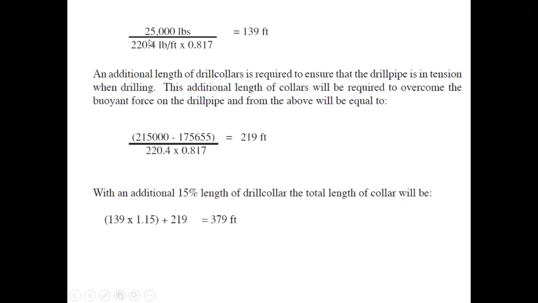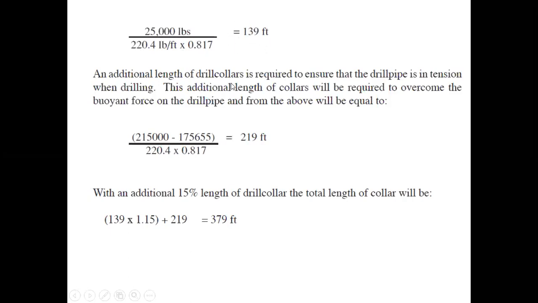The total weight is, logically, 25,000. We divide it by 220.4. We find out how much is the total length of the drill collar needed at this point. So 25,000 is the weight on bit that we need to apply. 220.4 pounds per foot is the weight of drill collar per foot. This is the buoyancy factor, because the weight inside the borehole is lower than outside. So that's why it is 139 feet.